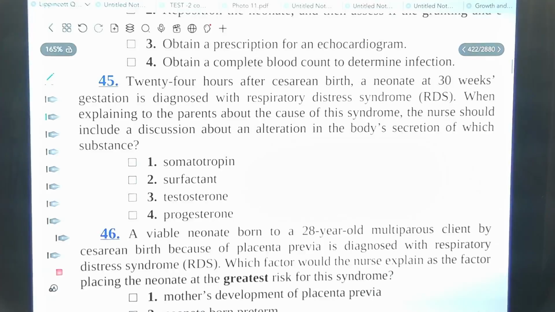Next question. 24 hours after a cesarean birth, a neonate at 30 weeks of gestation is diagnosed with respiratory distress syndrome. When explaining to the parents about the cause of this syndrome, the nurse should include the discussion about an alteration in the body secretion of which substance. So which substance, if decreased, can cause respiratory distress syndrome? That is lung surfactant. If it decreases, that can lead to respiratory distress syndrome. So answer number 2 will be the correct response.